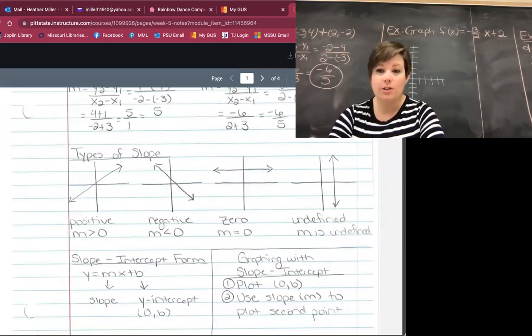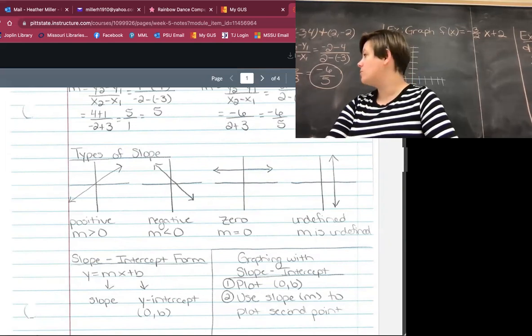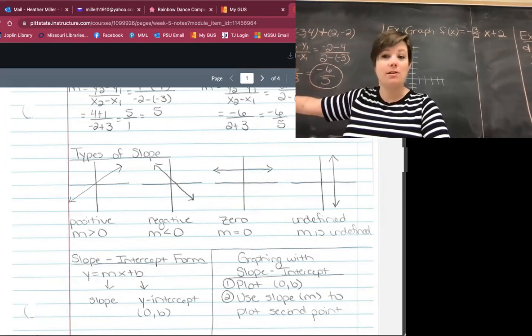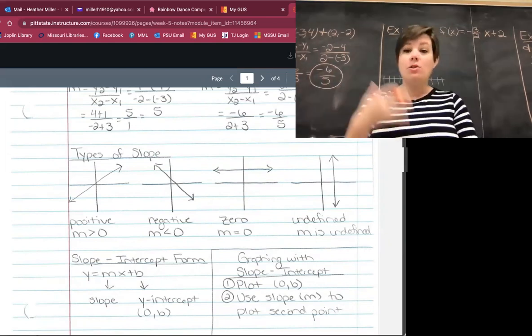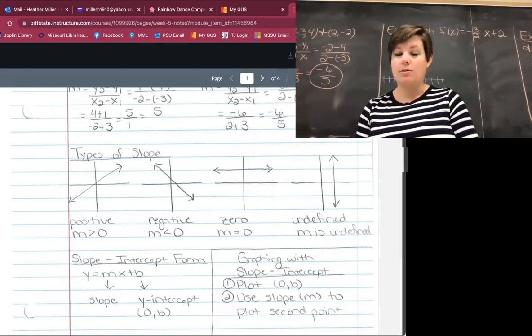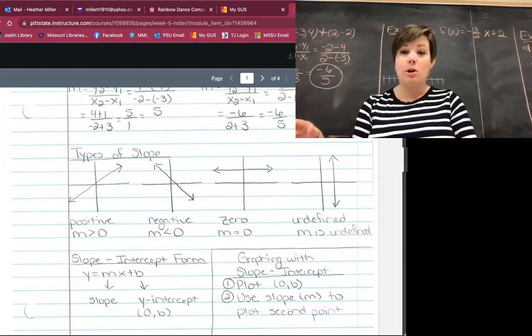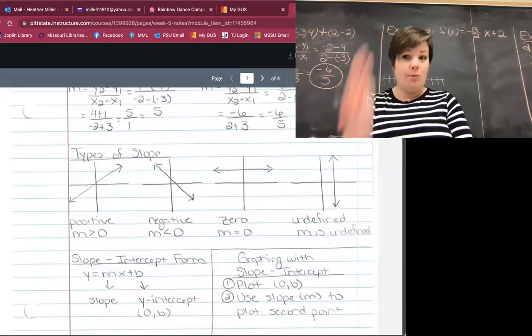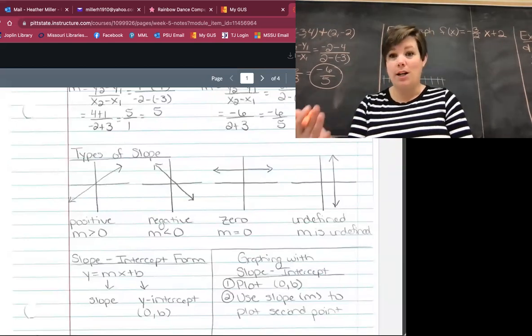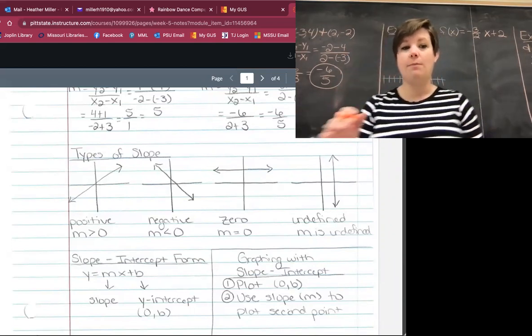There's actually 4 different types of slope. If you noticed, our first example we had was +5. Our second example we had was -6/5. So there's positive slope, there's negative slope. There's also zero slope where there's no rising, just the running. And then there's undefined slope where there's always rising, but there's no running, if you're thinking about rise over run.